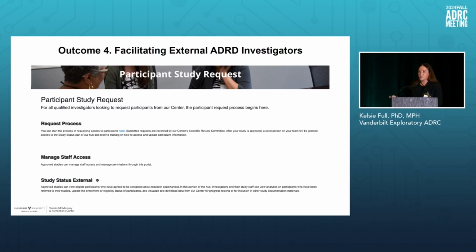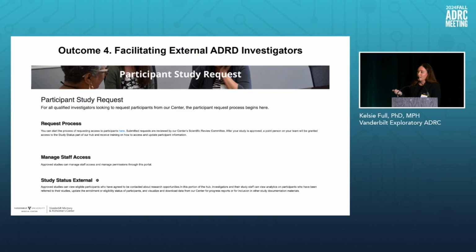So they can manage their staff access to pitch, they can manage their study status external report, which is going to include information on eligible participants, the ability to update participants that they've contacted, whether or not they're eligible or ineligible. They can pull reports and visual reports that they can include in their RPPRs or in any other publication-ready materials, like if they want those pie charts or anything else, they can pull that from this dashboard.